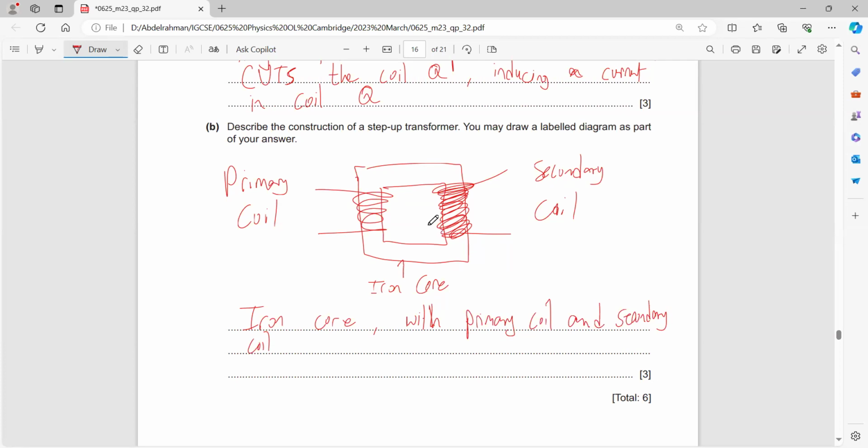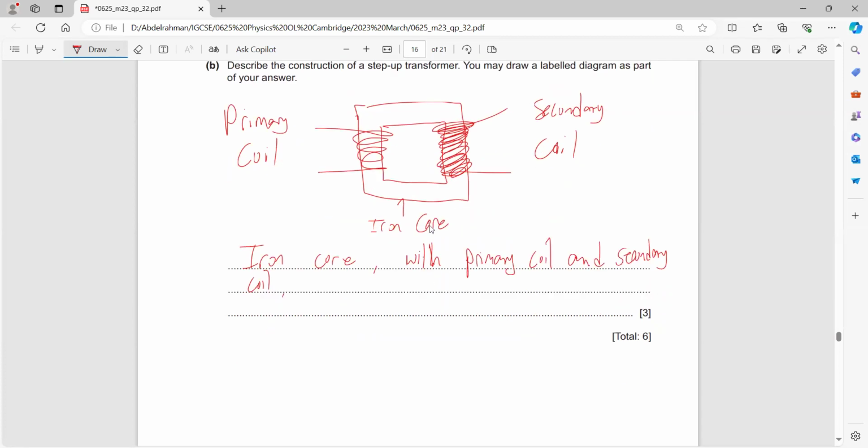For example, primary coil and the secondary coil, but you must say that the secondary coil has more turns than the primary coil. You must say that. Okay, you have to say that. You have a question?